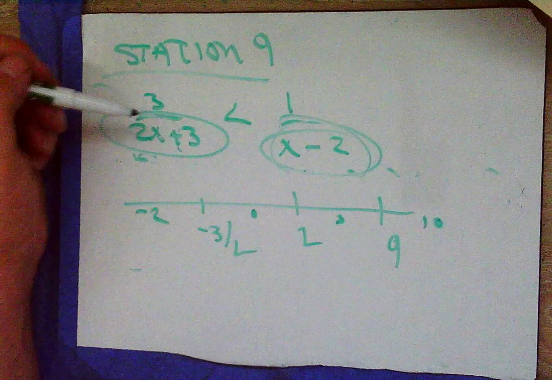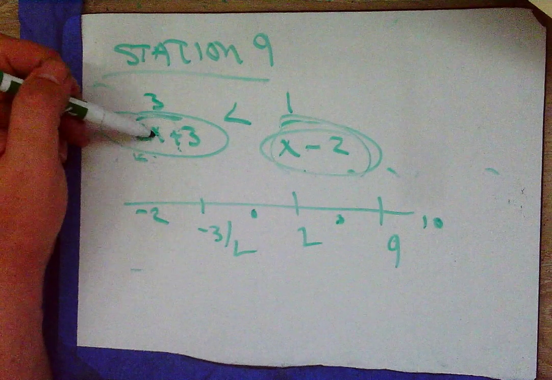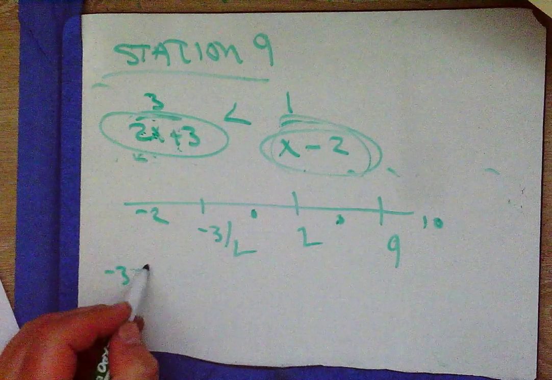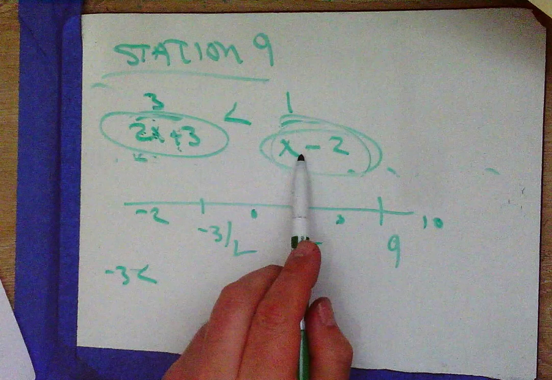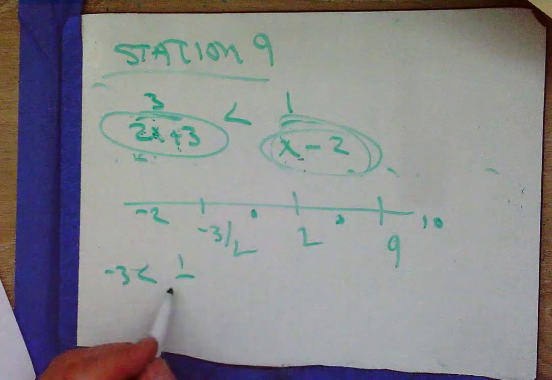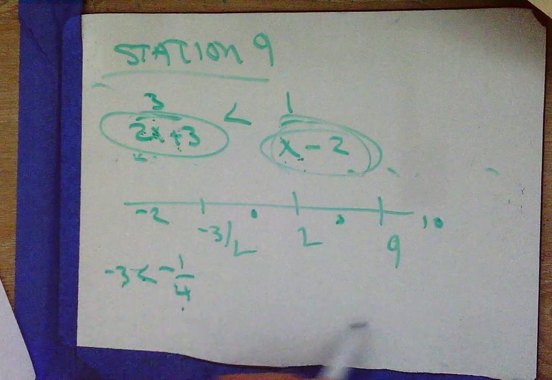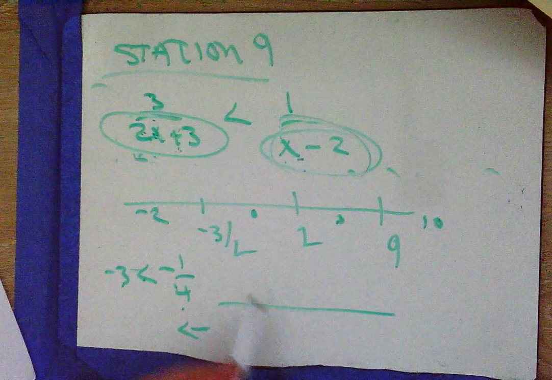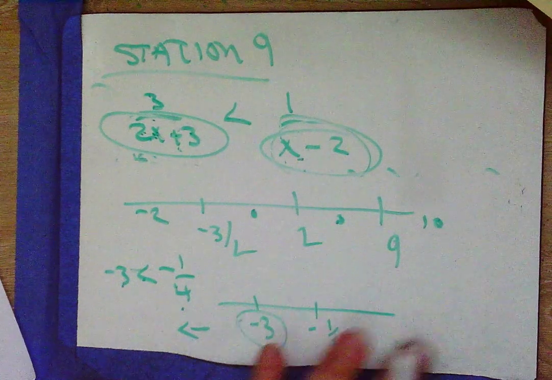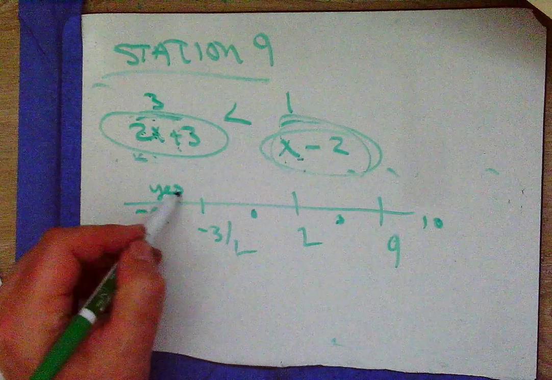All right, so when I plug in a negative 2, I'm going to have 2 times negative 2, which is negative 4, plus 3 is negative 1. 3 divided by negative 1 is negative 3. And over here, when I plug in negative 2, I have 1 over negative 4. So is negative 3 less than negative 1/4? Well, remember, less goes that way. There's negative 3. There's negative 1/4. Why, yes, negative 3 is less than negative 1/4. And so that's going to be a yes.